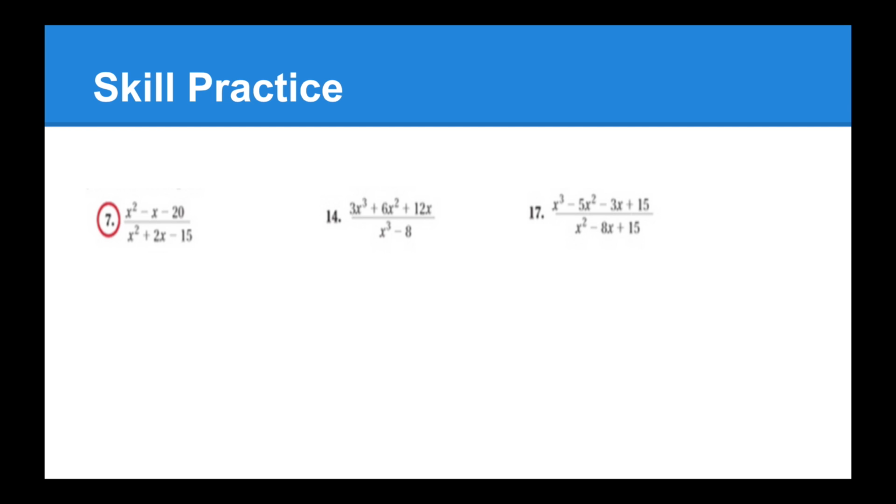However, in number 14, when we do it, we can get the same values if we factor out 3x in the numerator, and then we use the rule for the denominator, then we can get the answers. 14 and 17 will also be your homework along with the former one. So make sure you do those homework.